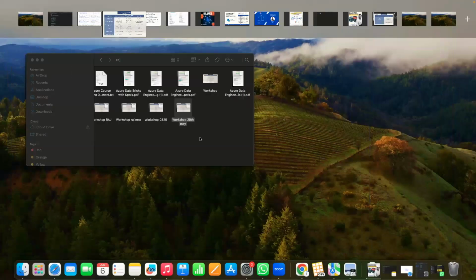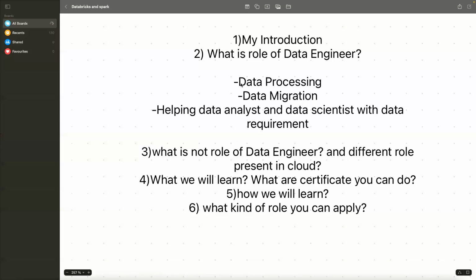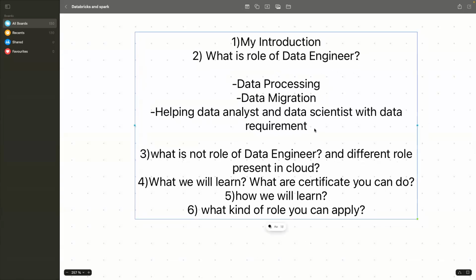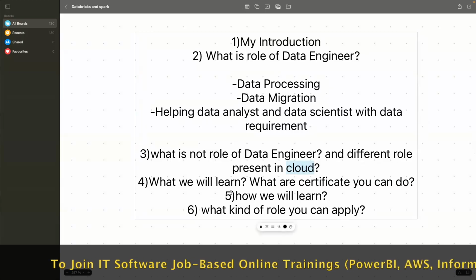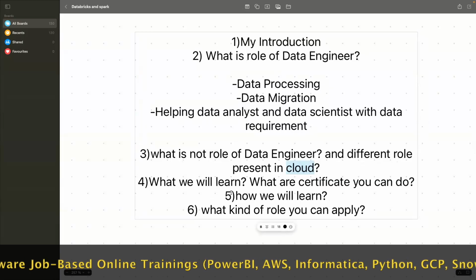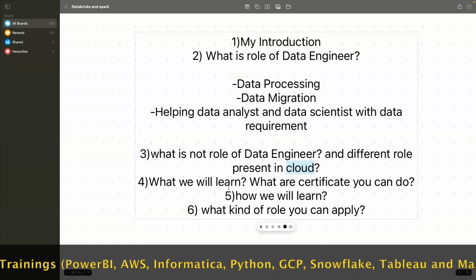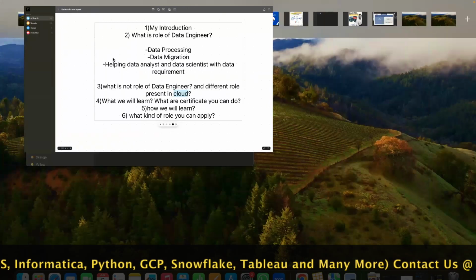All right, so let me go into this now. We learned what is the role and what is not the role of a data engineer. We also learned what we will learn during the course, and I have given an overview of the Azure Data Engineering course and the Databricks and Spark course. What are the certificates you can do? Let me try to onboard you on that.